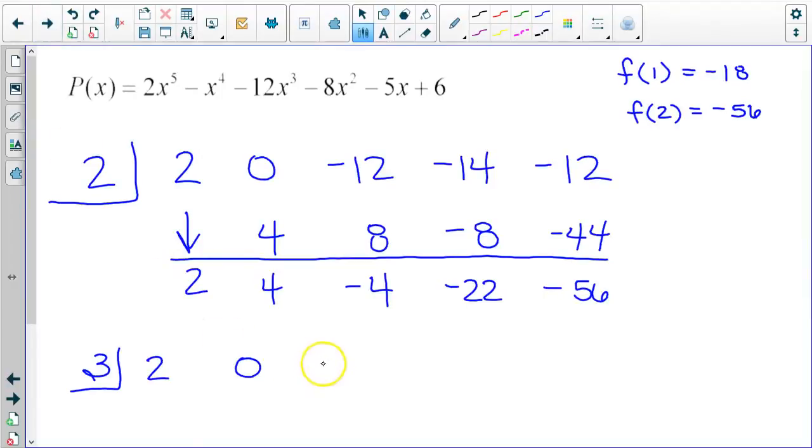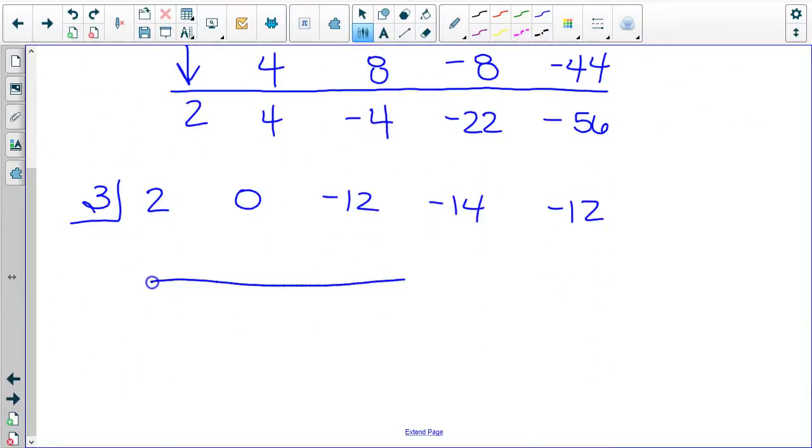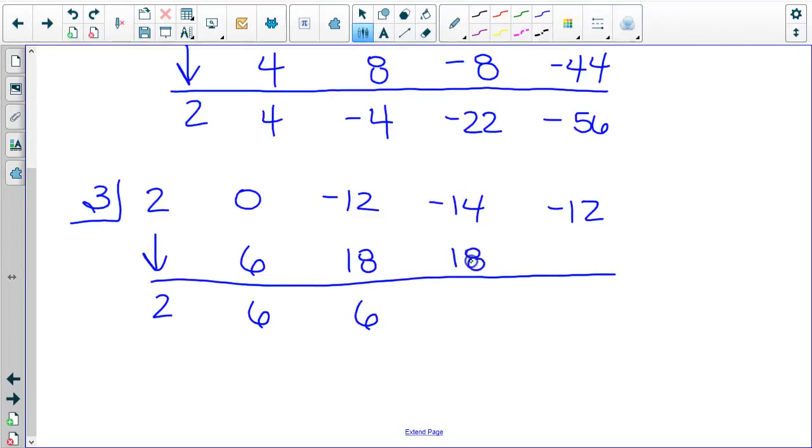So we're plugging in 3. Wowza. 3 times 2 is 6. 0 plus 6 is 6. 3 times 6 is 18. Negative 12 plus 18 is 6. 6 times 3 is 18. Negative 14 plus 18 is 4. 3 times 4 is... Look at that!